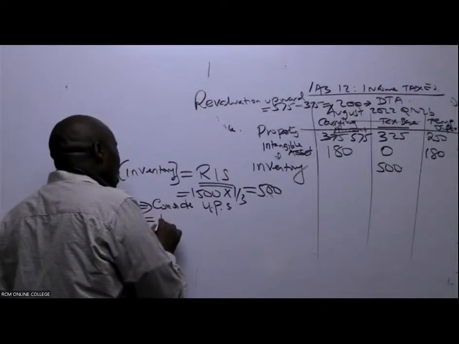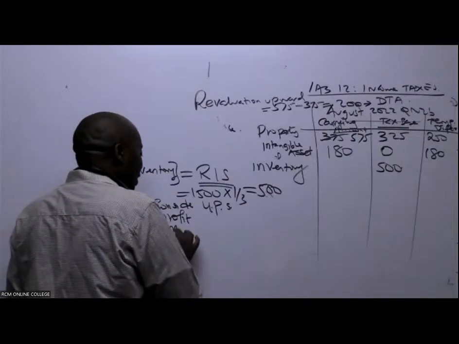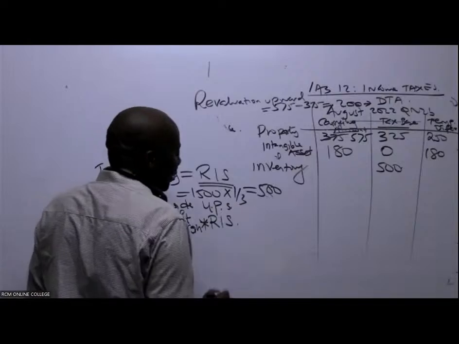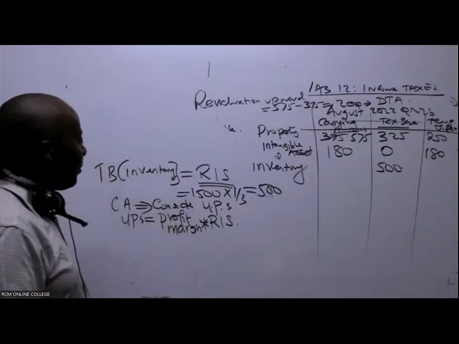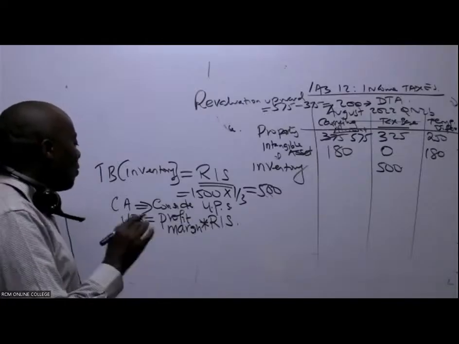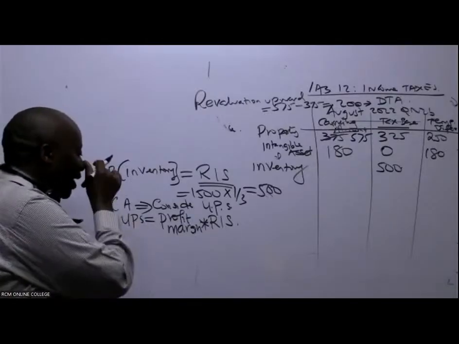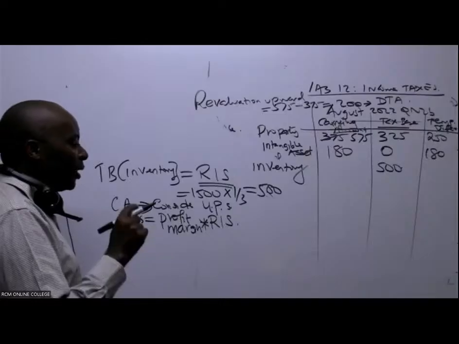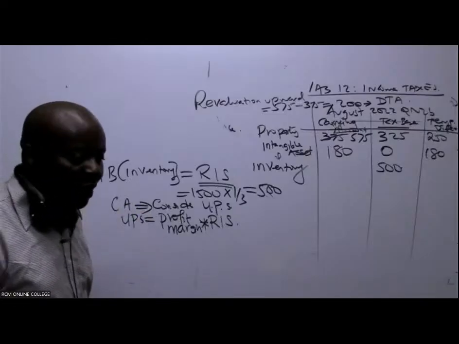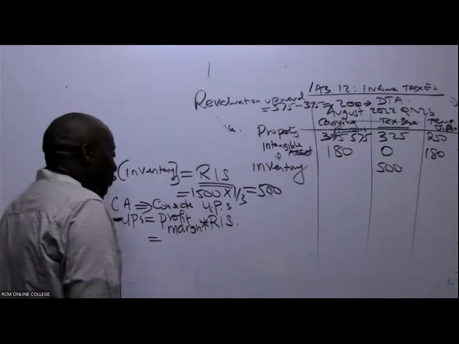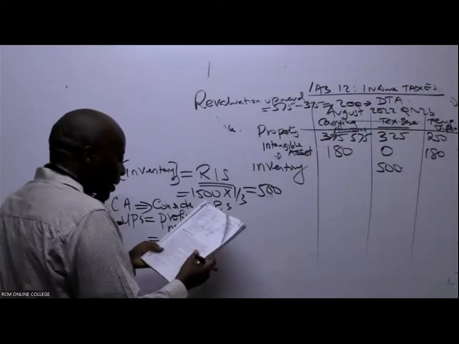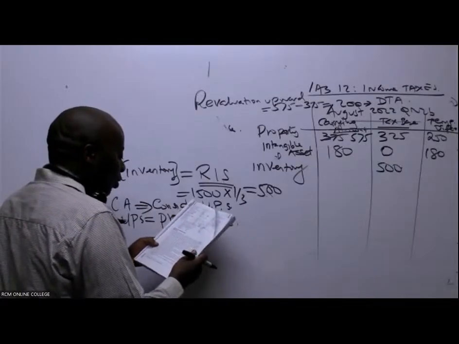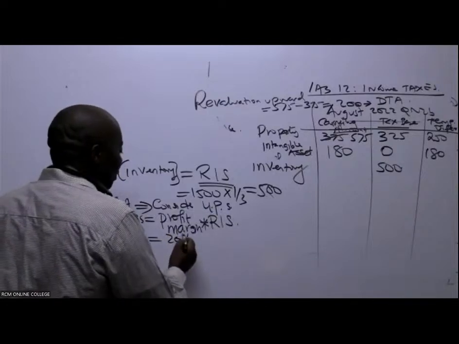To get UPS, we normally take profit margin times remaining intra-sales. So anytime, ladies and gentlemen, they want you to get UPS, unrealized profit on stock, you always take the profit margin times the remaining intra-sales. The examiner was gracious enough to give us a profit margin. If you look at note 3, he gave us a profit margin of 20%.